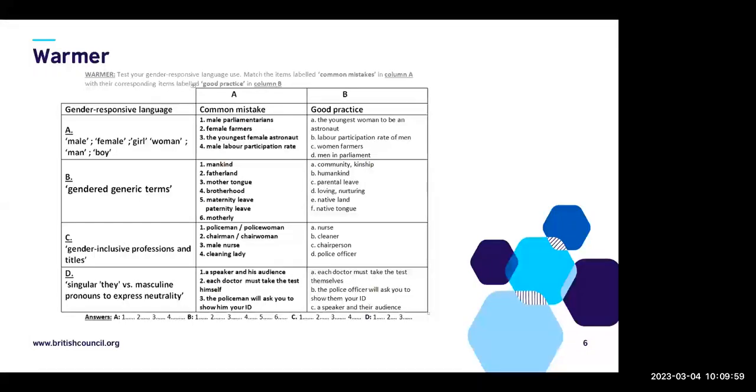Okay, match the item labeled common mistakes in column A with the corresponding item labeled good practice in column B. So as you can see, you have gender responsive language A, B, C, D, common mistake, good practice. By matching them, you will find the right word in terms of gender language. This is just meant for a warm-up and at the same time, a takeaway for those who are participating. Next slide, please.